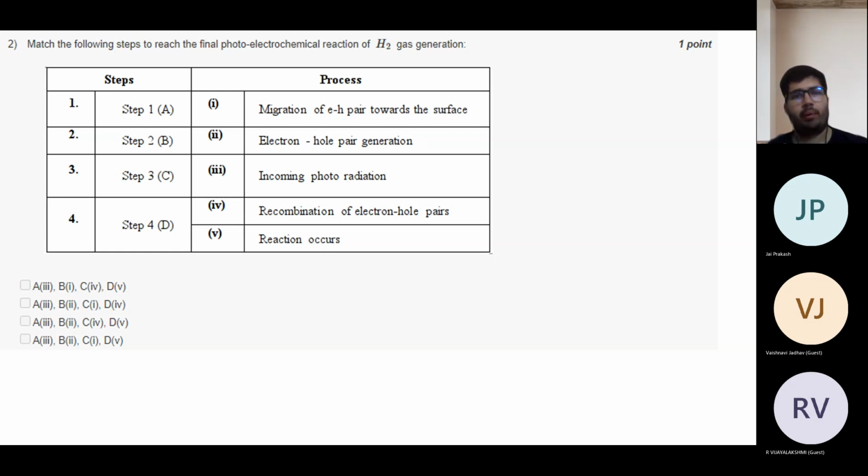And what will be the second step when we are having the incoming photoradiation? Then what will happen? Electron hole pair generation. Yeah, the second step is electron hole pair generation, because if we are having energy equivalent to or more than the band gap value, then there will be electron and hole pair generation.